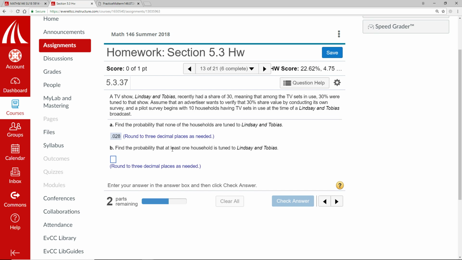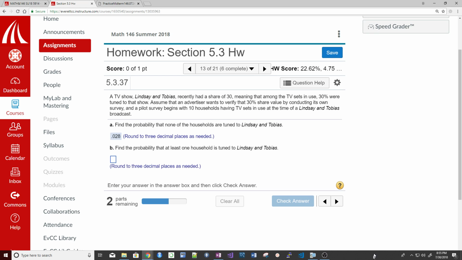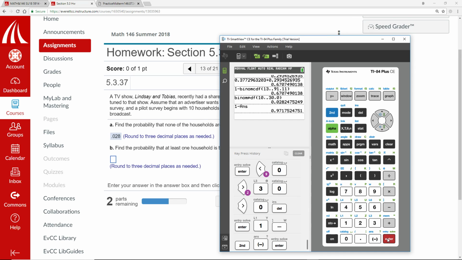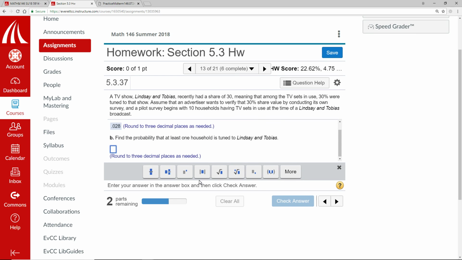And find the probability that at least one household is tuned in. Well, that's the negation of 0, so we'll just do 1 minus the last answer. They all must make one whole. And so we calculate 0.972. So the probability of at least one, which is 1 through 10, the summation, must total 0.972, I think it is.